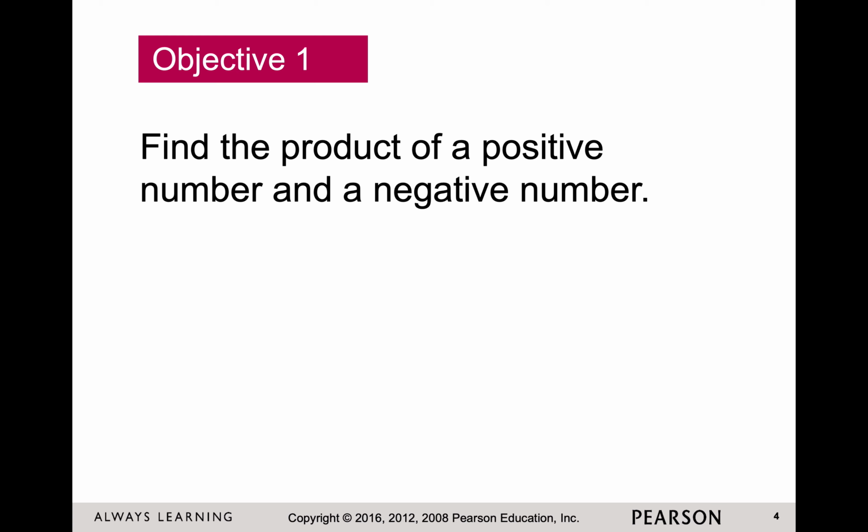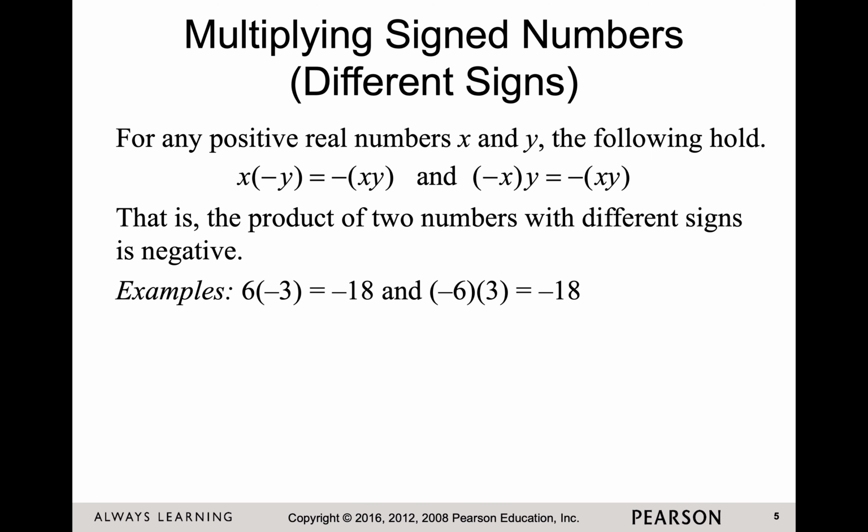But what happens when we have a positive number and a negative number? For all values of x and y, if I multiply a positive number times a negative number in any manner, the answer is going to be negative. It doesn't matter the order that they're written in, I'm going to get a negative answer. So 6 times negative 3 is negative 18.